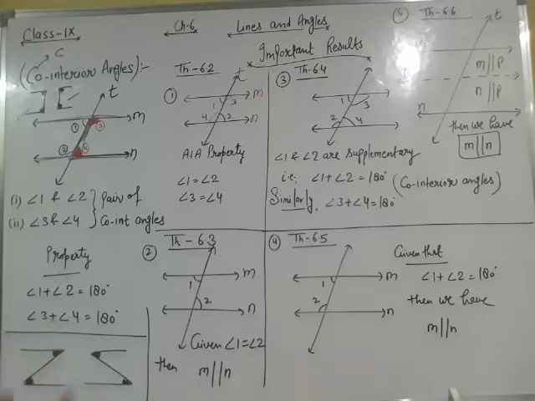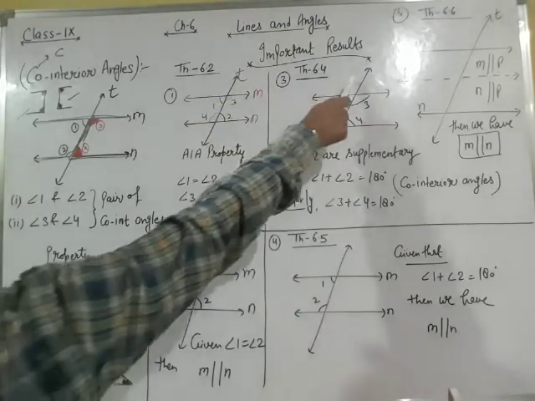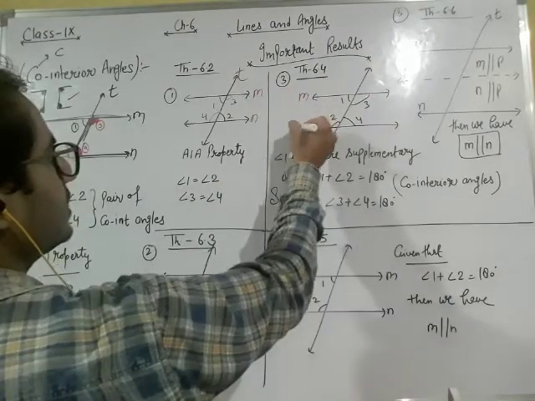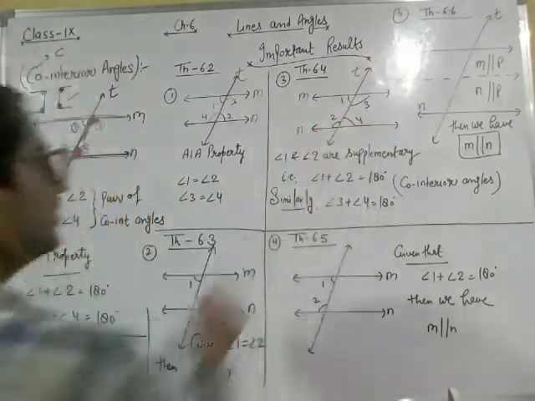Now move on to the next theorem, theorem 6.4. If a transversal intersects two parallel lines, what is given to us? A transversal and two parallel lines. Suppose the transversal is T and the lines are M and N. This is M, N, and this is transversal T.